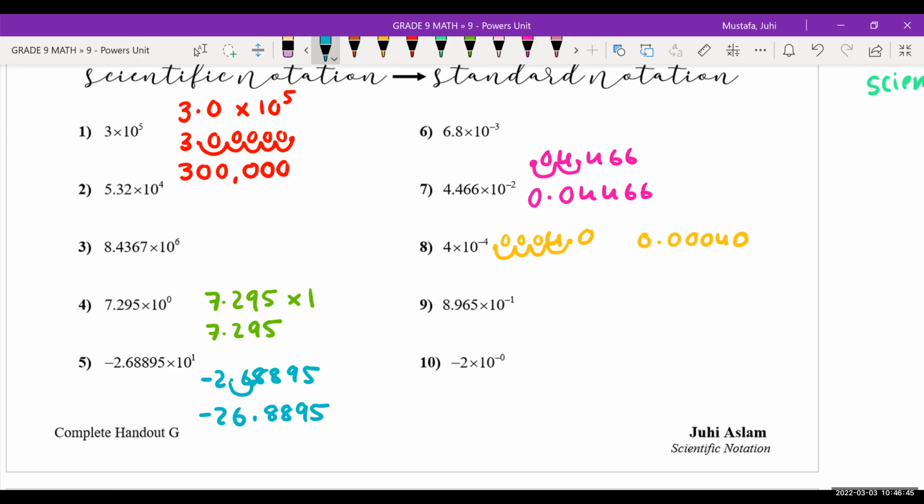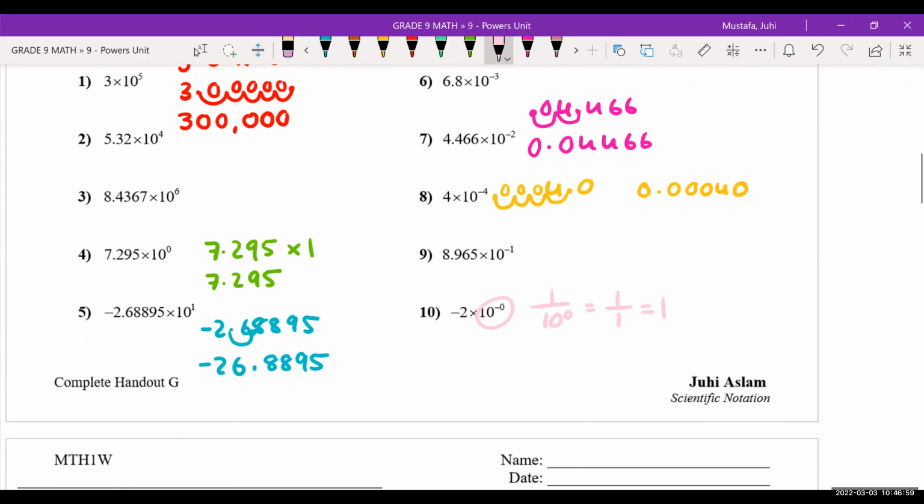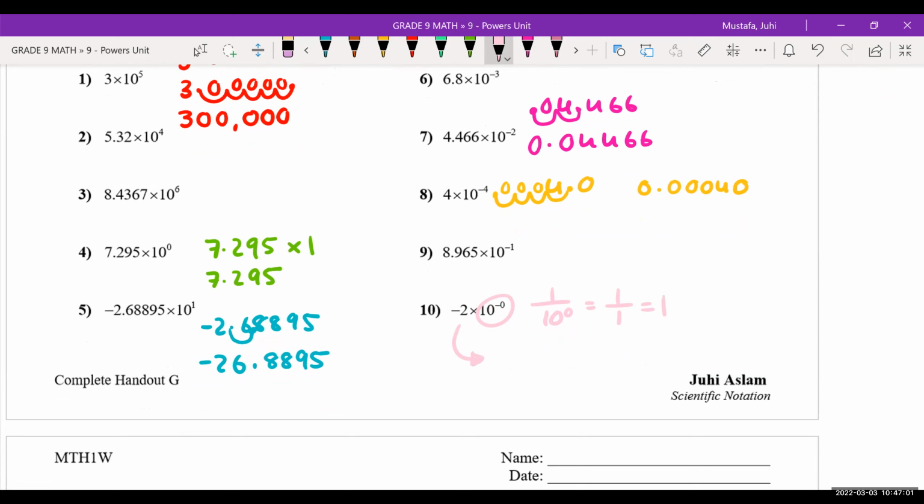You guys, when something is to the power of -0, does that matter? No, it doesn't, because really this is like saying 1 times 10 to the power of 0, which is just 1 over 1, which is 1 anyways. So don't get confused by this question. The answer for this one would just be -2 times 1, which is -2.